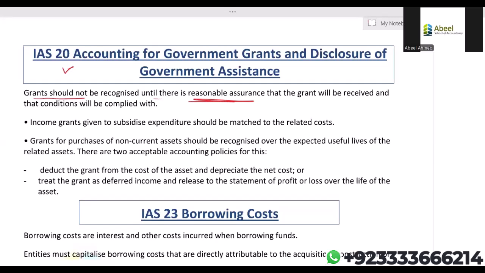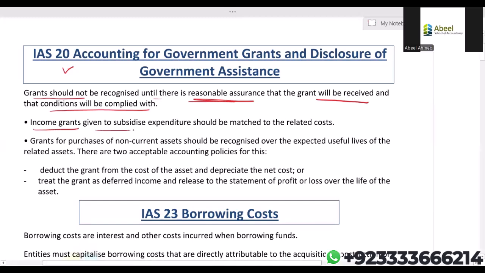Grants are recognized only when there is reasonable assurance that the grant will be received and the conditions will be complied with. Now there are two types of grants: one is the income nature grant, and the other is the capital nature grant.